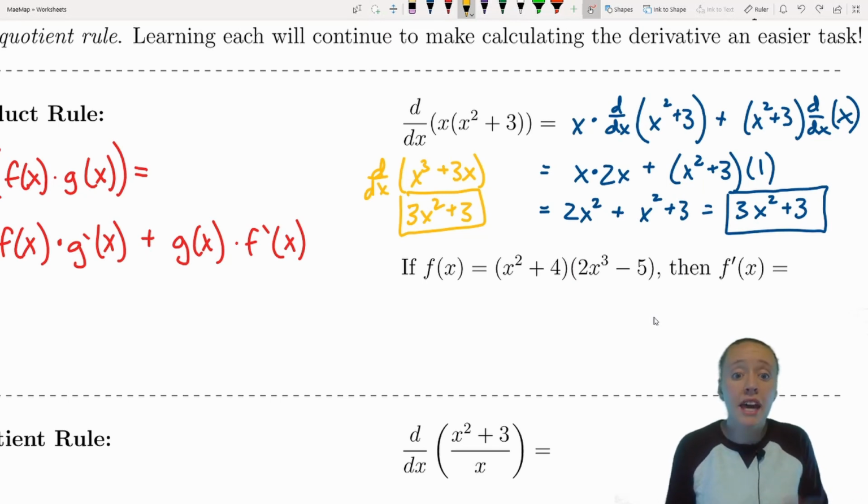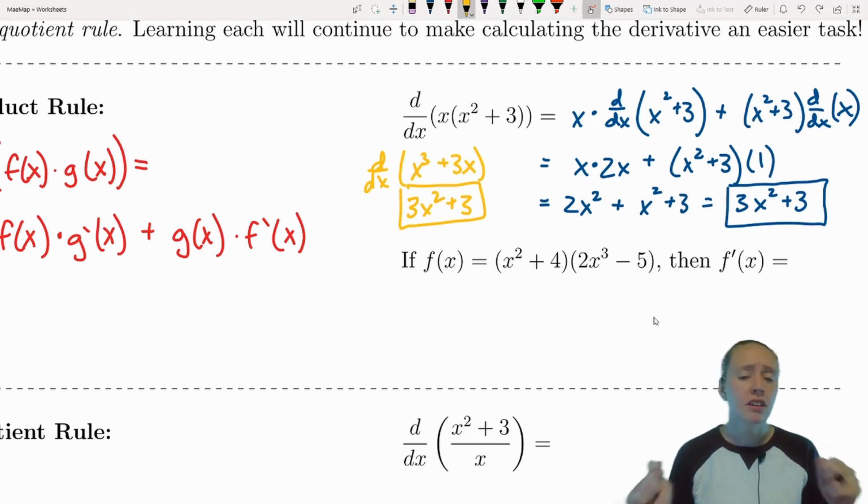And in some cases, we can't even distribute. For example, if we're multiplying two trig functions. Sure, if we were multiplying x by x squared, x combined with x squared is x cubed. But what's the sine of x times the cosine of x? There's no way to combine those, so we have to use the product rule.